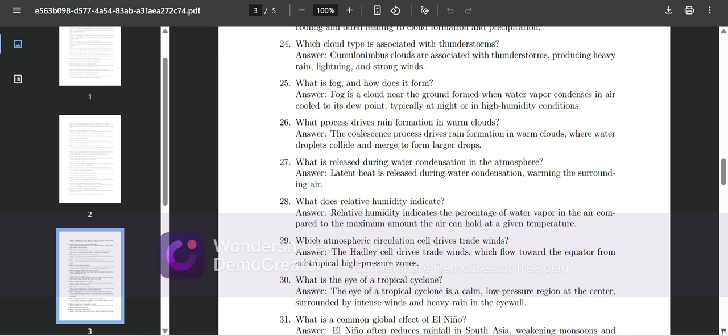What is released during water condensation in the atmosphere? Latent heat is released during water condensation, warming the surrounding air.